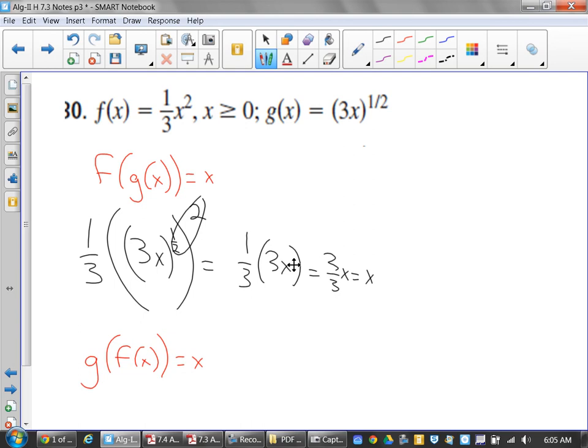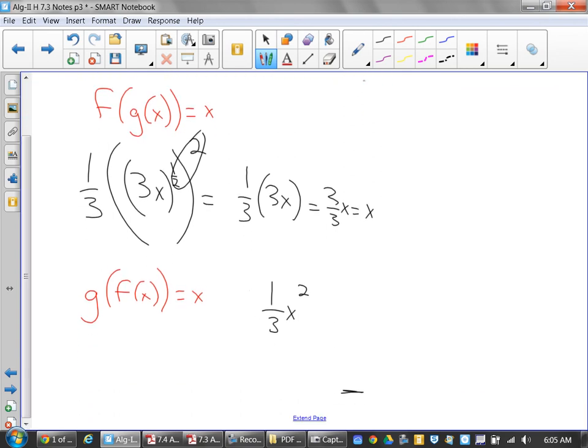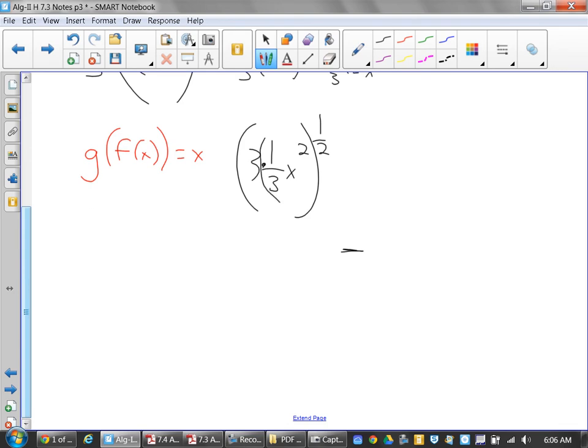To check g of f of x, write down the f of x equation. Then we're surrounded with the g of x equation. Now in this problem, this is times this right here. In this case, there is something I can do. 3 times 1/3 gives me 1, x squared to the half, which gives me x. It works out. They're inverses.